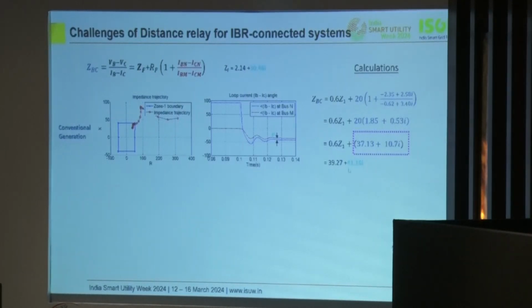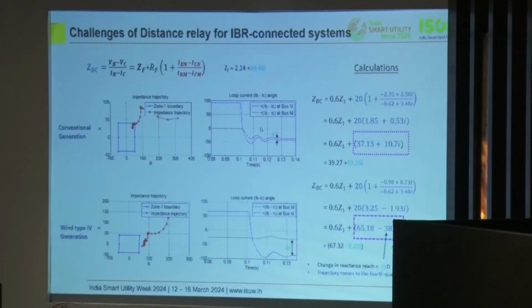So here we can see the imaginary part is almost close to the expected value, which is 30.46, and the trajectory enters the zone 1 and the operation is as expected, and also the current angle between the remote end and the local end is around 8 degrees, which is considerably smaller.